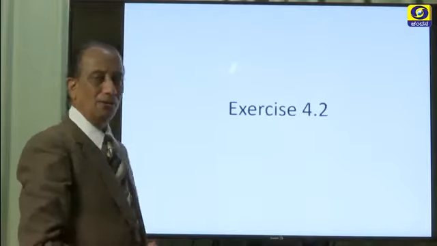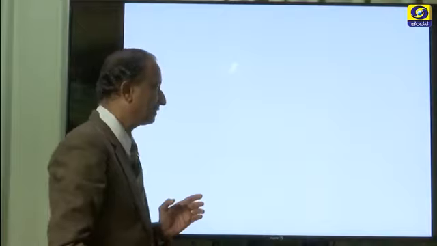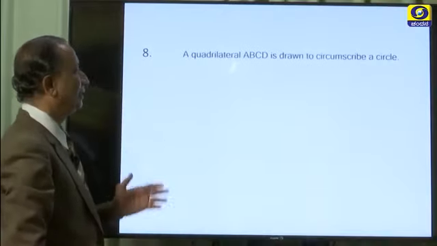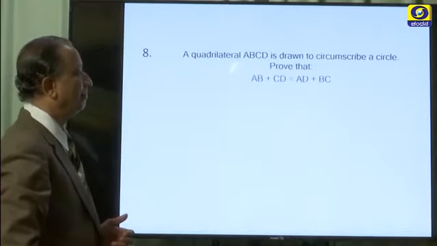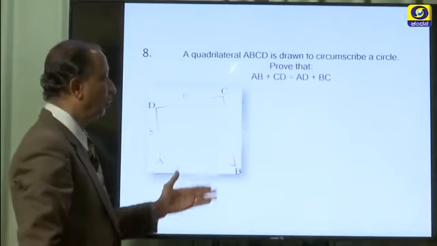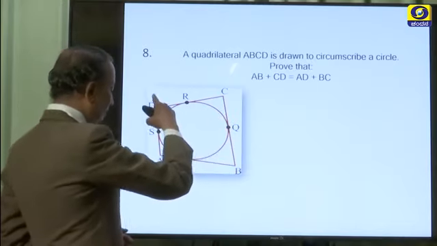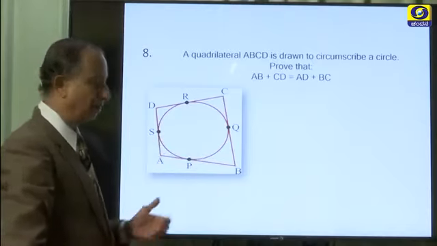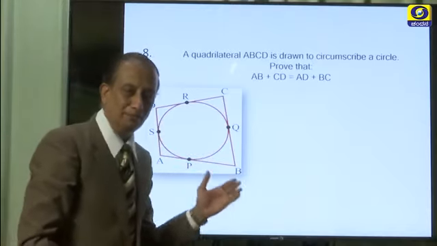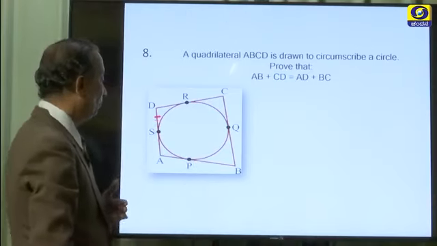Okay. Now let us try to understand one important problem from exercise 4.2. Here it is. A quadrilateral ABCD is drawn to circumscribe a circle. We need to show the sum of these two, that is AB plus CD is equal to AD plus BC. This is one important problem, a simple application of the theorems which we have just now proved.